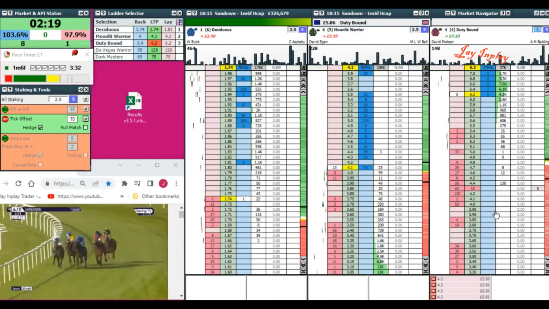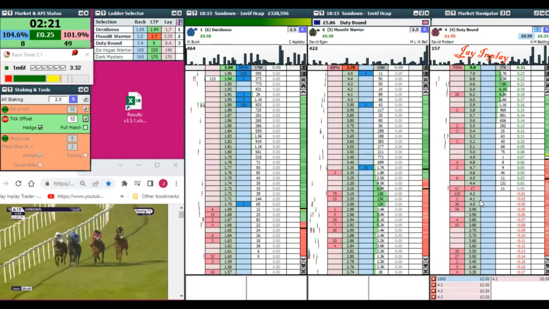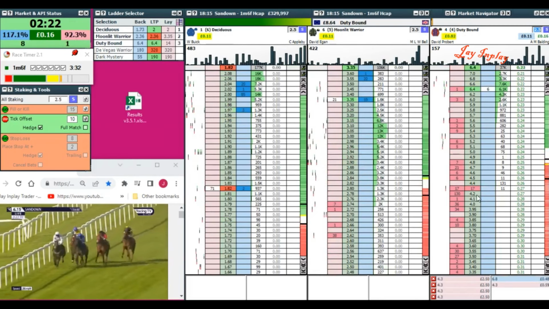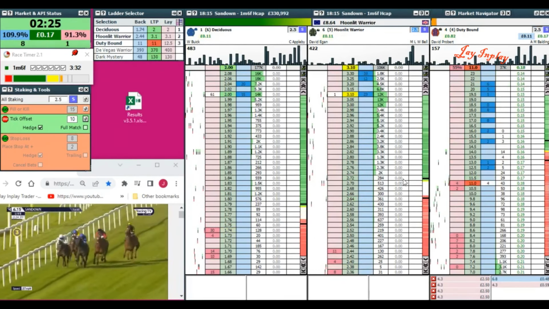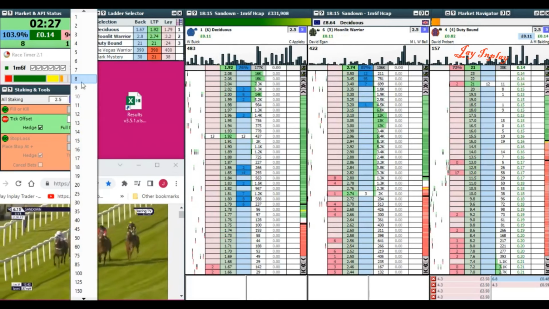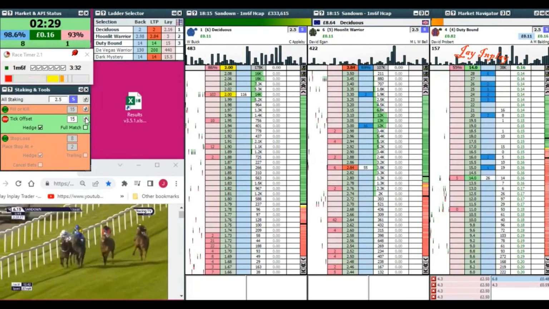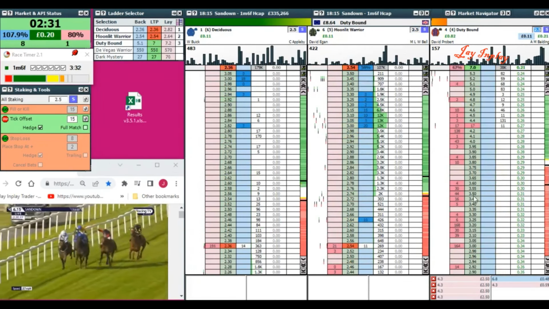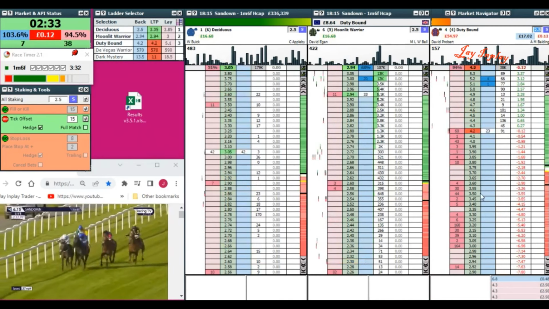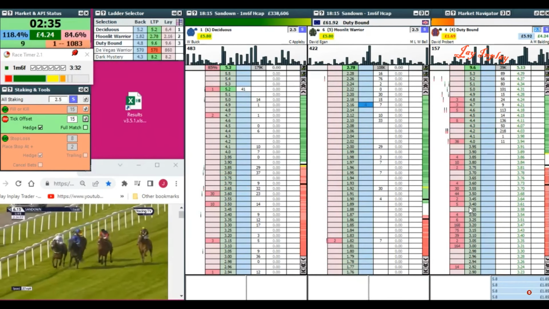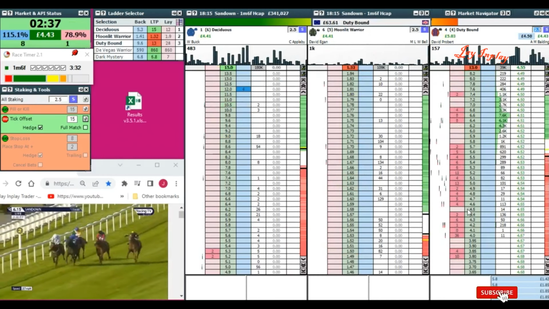Turning in then, 3.5 furlongs from the finish. And Dark Mystery rejoined by Deciduous. Duty Bound with a chance begins to stay on. De Vega's Warrior looking a bit short of toe, and Moonlit Warrior down the outside under quite a heavy drive now. Up the hill and approaching the 2 furlong marker. Deciduous and Dark Mystery, they battled it out all the way.